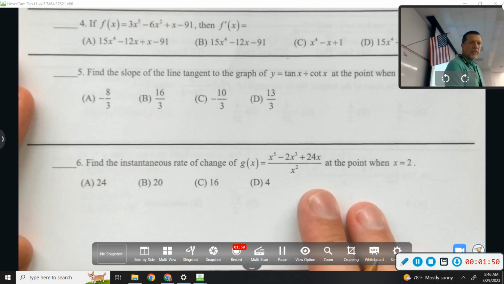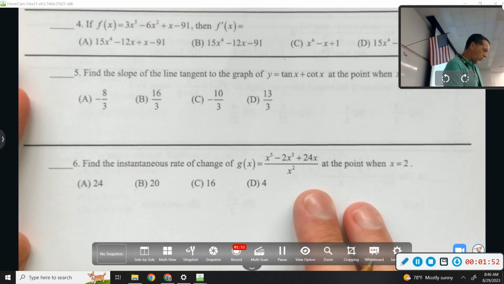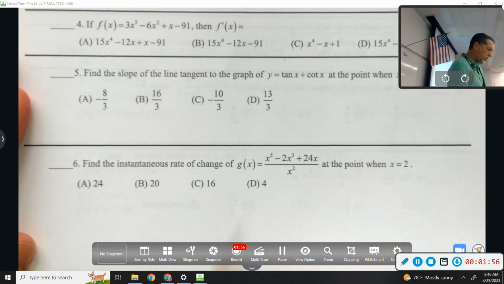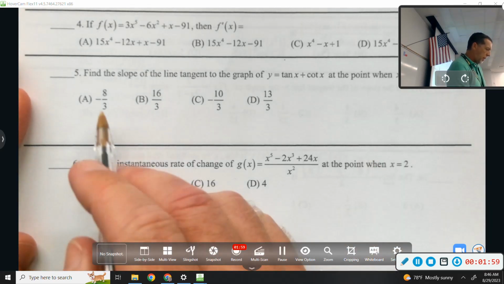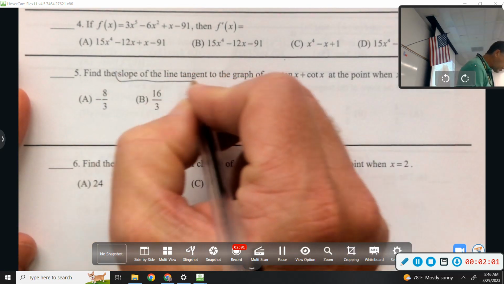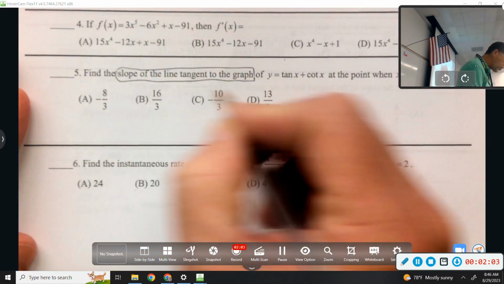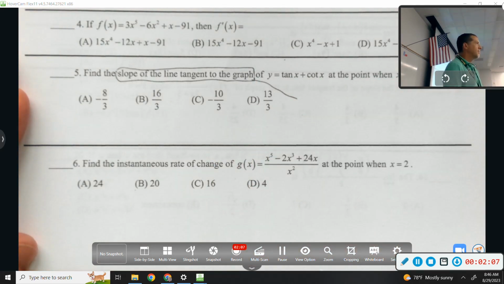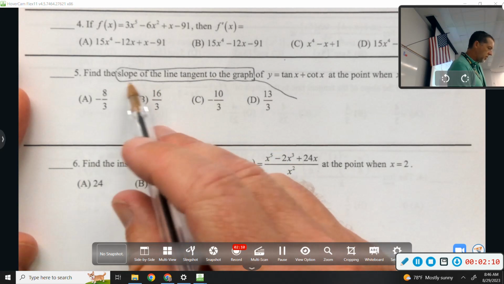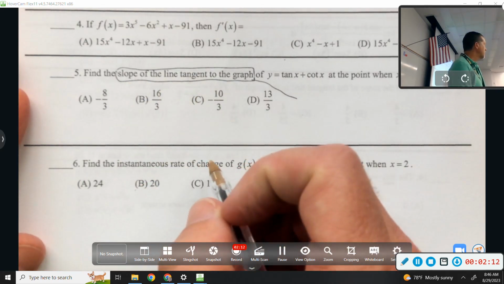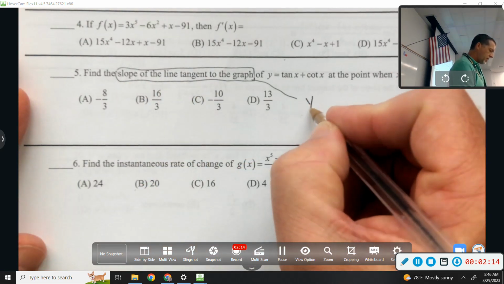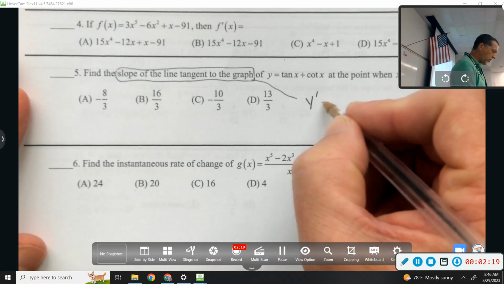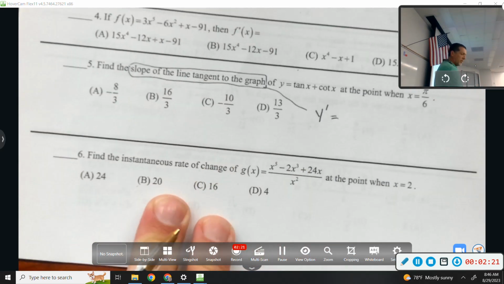Number 5. Find the slope of the line tangent to the graph of this thing at the point when x equals pi over 6. Slope of the line tangent to the graph. So what's it asking for? What's slope of the tangent line asking for? The derivative. Did I show you all the Spider-Man meme yesterday? Yes. Okay. All those different words that just mean find the derivative.